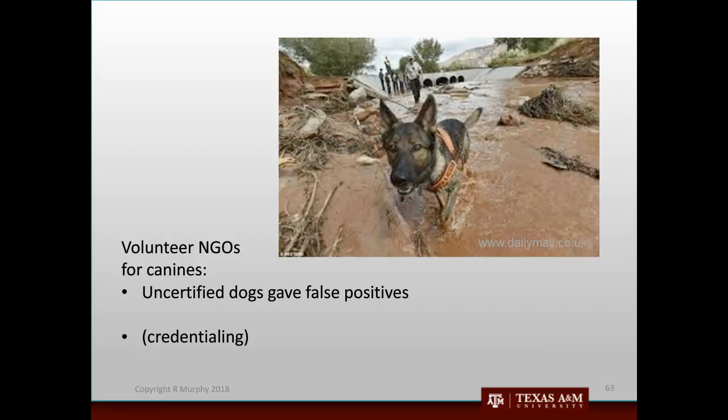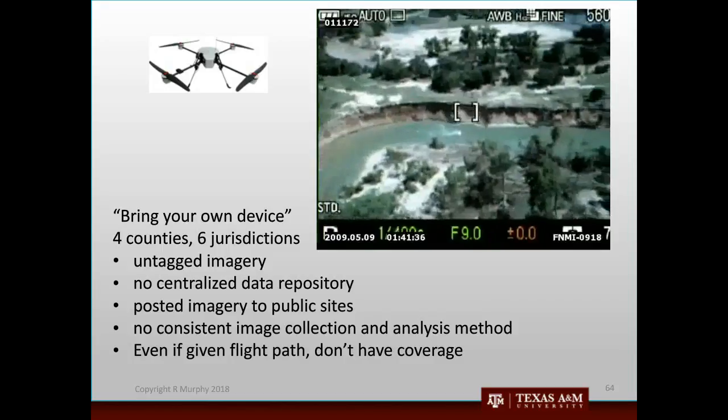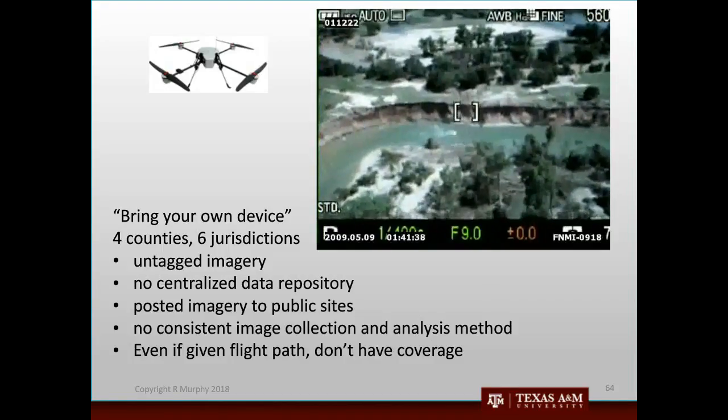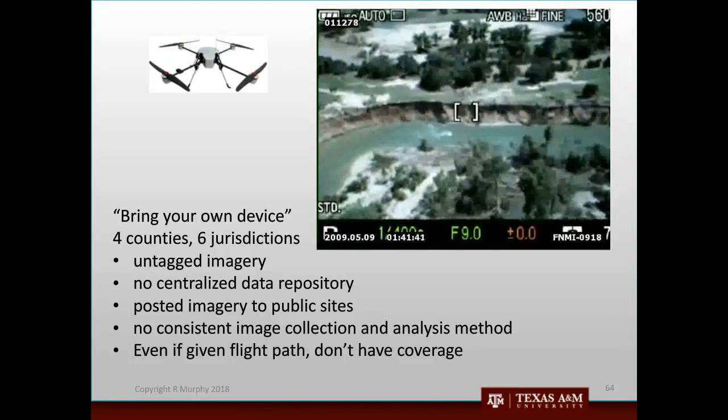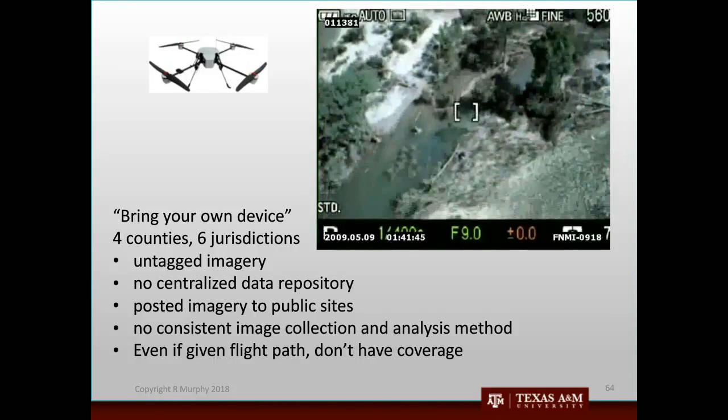And here we've got a little bit of video that should be playing just to show the view from a UAV. That was a major event in terms of UAVs. There were about 20 different groups that brought in their own device to try to find those missing persons.